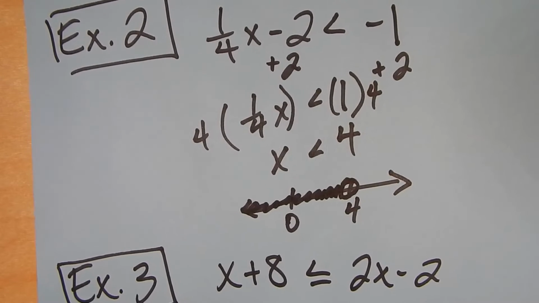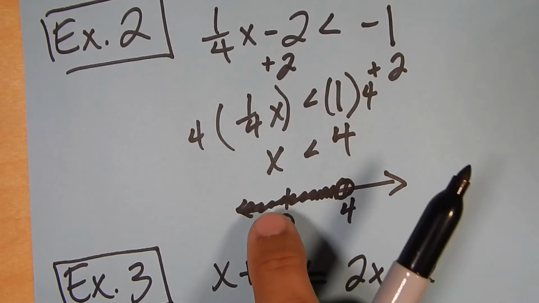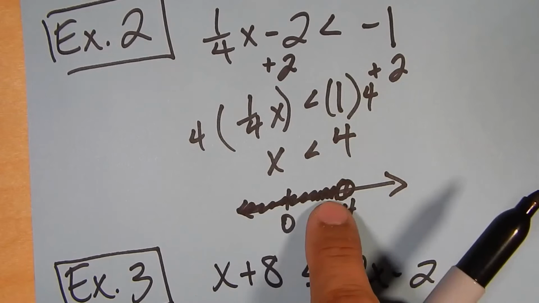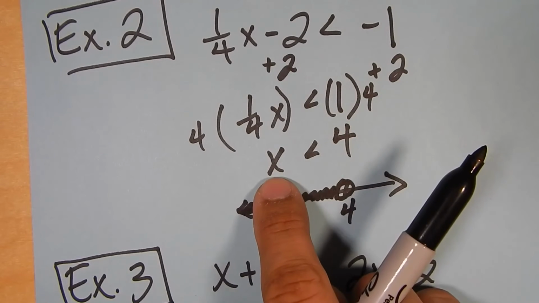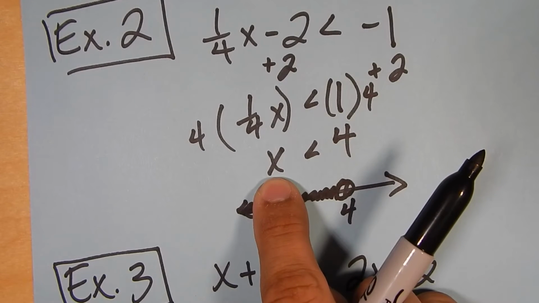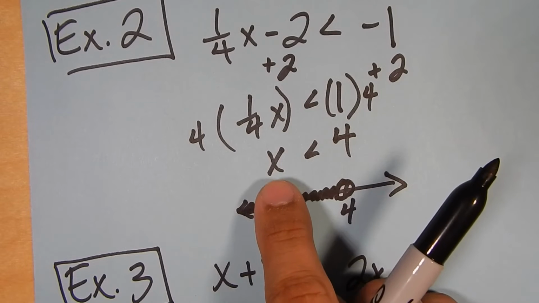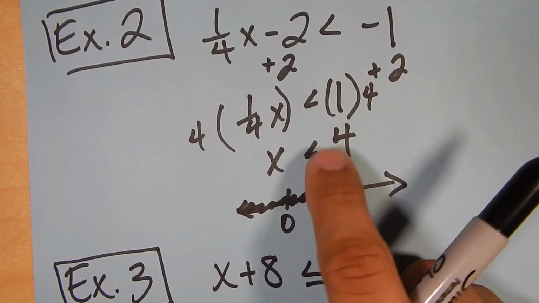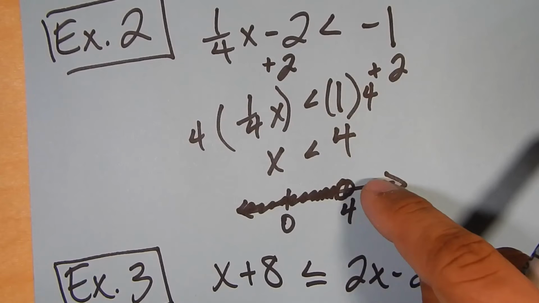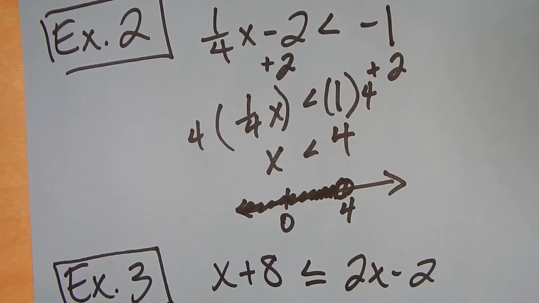Another trick for knowing which direction you're going to shade: if your variable is on the left side, which is typically how we write them and read them, this sort of acts like an arrow and it points to that direction that you want to shade.